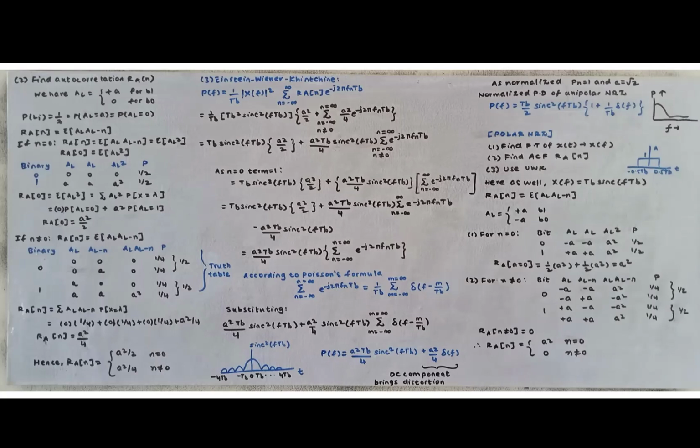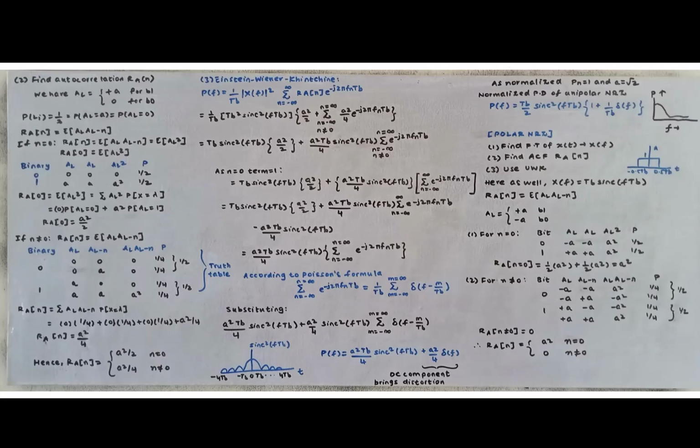We have it already. Find the ACF and then use UWK. So here again we repeat. Here you notice that AL is different because for polar it's plus A and minus A. You have minus A wherever 0 is. So minus A square, and then eventually you get RA of n equals 0 equals A square.